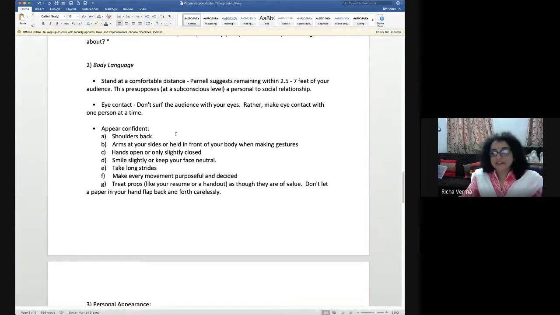So that generally gives a lack of confidence. Okay, so you have to have your arms at your side, held in front of your body when making gestures.